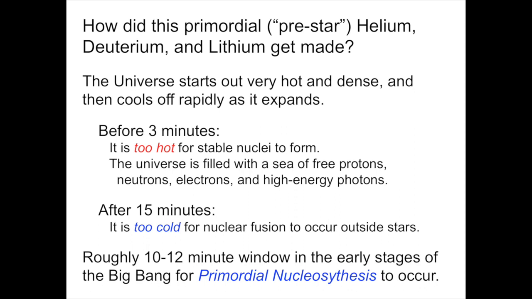This is a very brief epoch, 10 or 12 minutes long, during which it is possible to build heavier elements from elementary particles like protons and neutrons. Think of it as a Goldilocks problem. Before 3 minutes, it's too hot. After 15 minutes, it's too cold. But between about 3 and 15 minutes, for about 10 or 12 minutes, the conditions are just right for fusion to occur and for heavy elements to be built out of hydrogen, out of protons and neutrons.